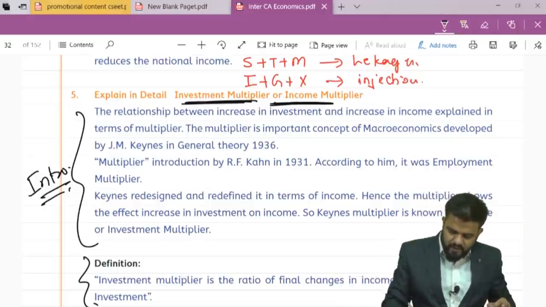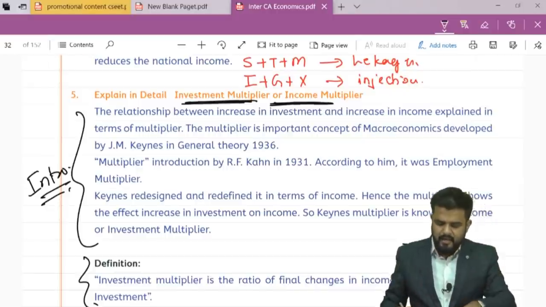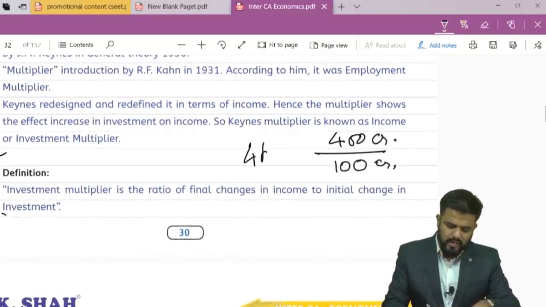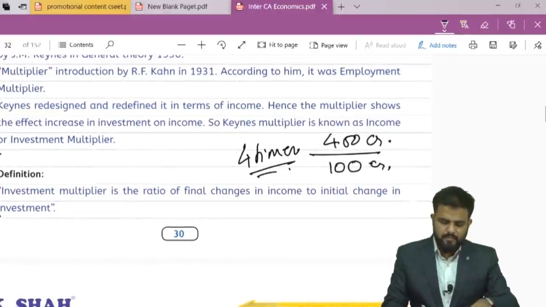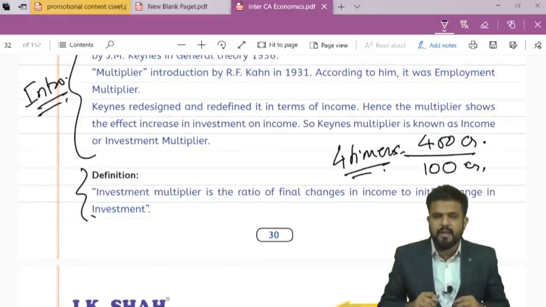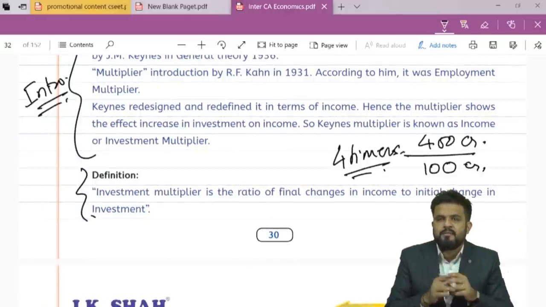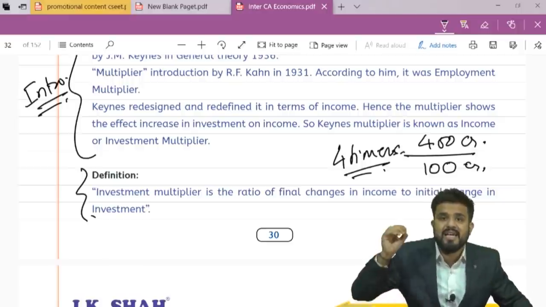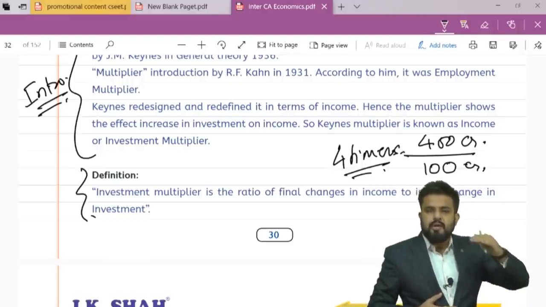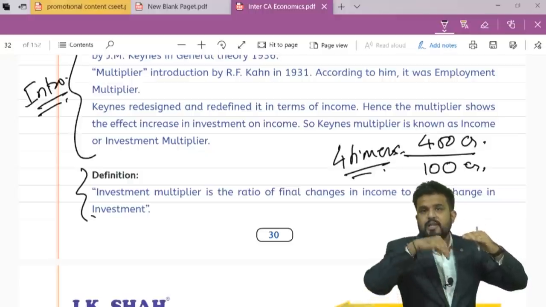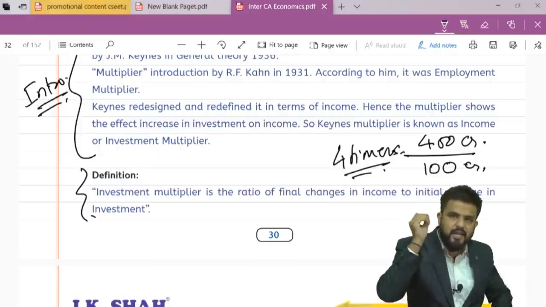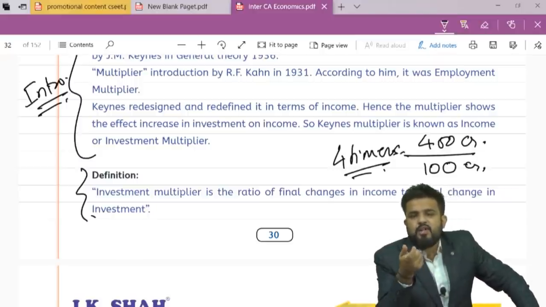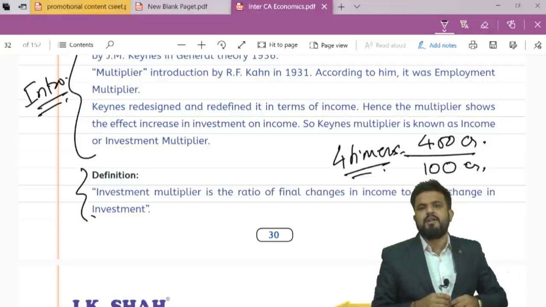So say for example, if investment increases by 100 crore, national income will increase by 400 crore. How many times? 4 times. 4 times becomes the multiplier. How many times has it multiplied? 4 times it has multiplied. So, because of change in investment, there will be change in national income, but national income will increase in greater proportion. So investment increased by 100 crore, but national income increased by 400 crore. How many times has it increased? 4 times. 4 times represents the multiplier. How many times is investment multiplied in order to get country's national income?